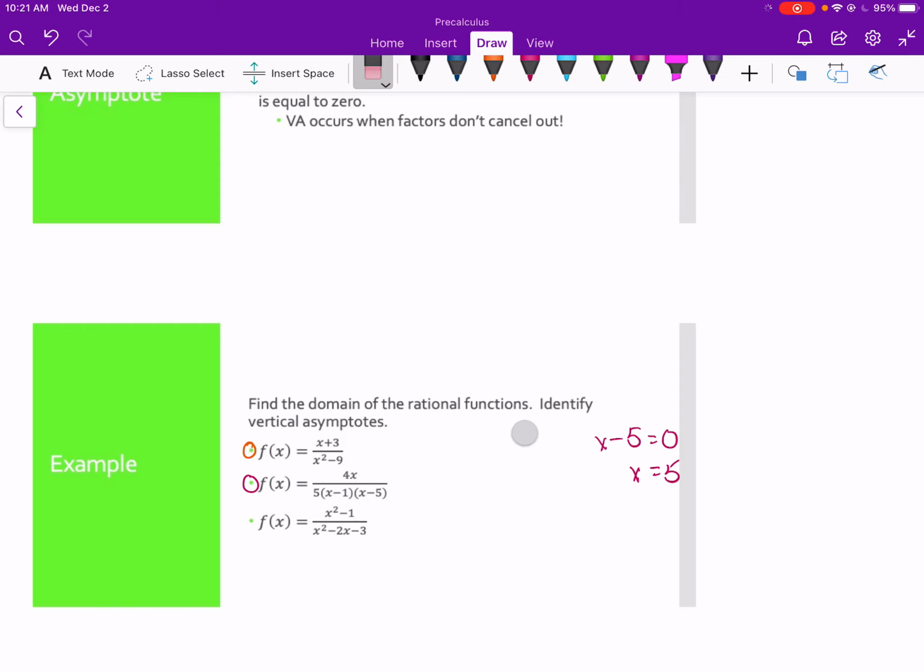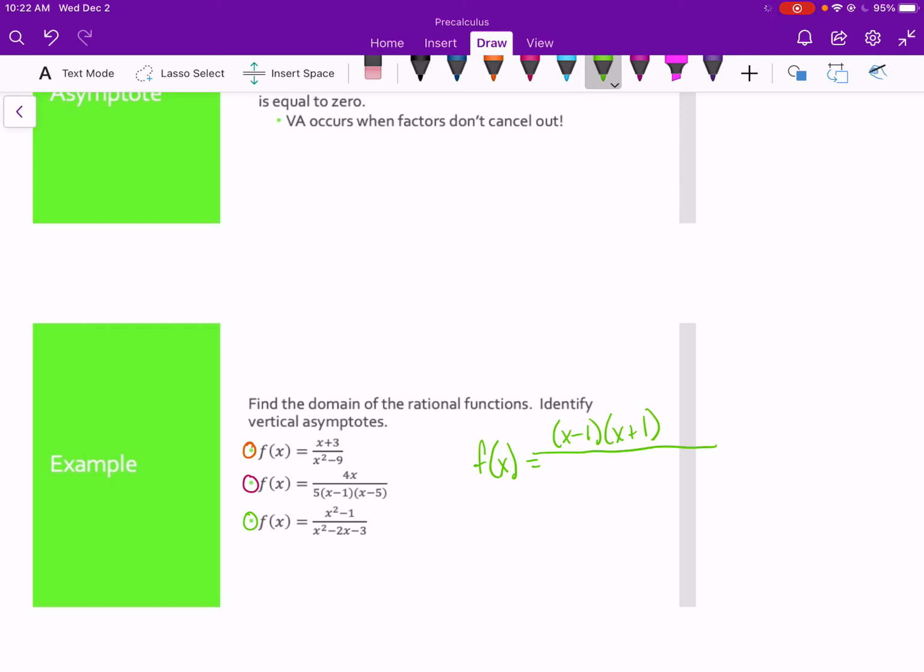All right, and our last example here. F of x equals x squared minus 1 all over x squared minus 2x minus 3. So this one's not factored, so we need to factor it ourselves. X squared minus 1 is x minus 1 times x plus 1.